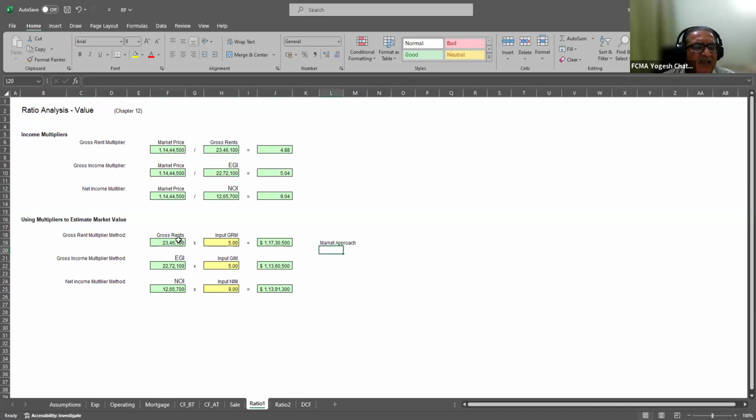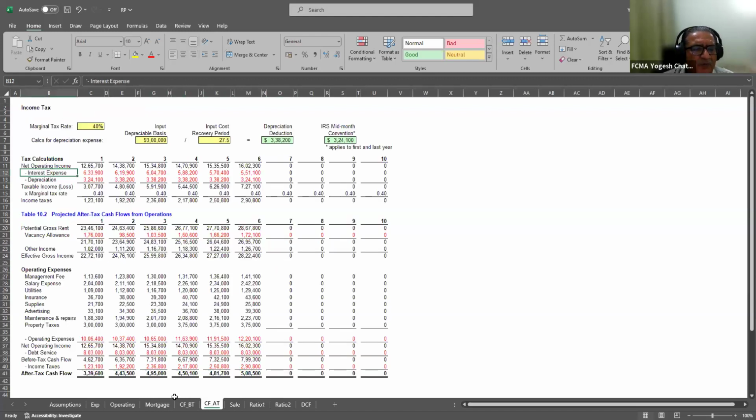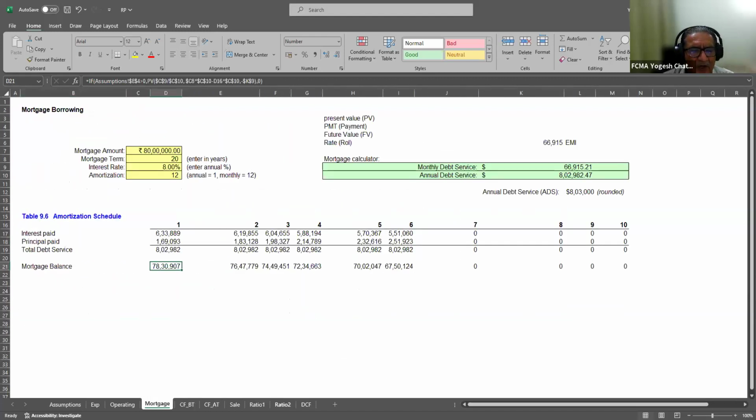Like that, this is based on gross income, this is based on expected gross income, and this is based on net income. So this multiple you will get from many service providers who will give you this multiple. Based on that, you can very well derive this value. All these are formula driven.